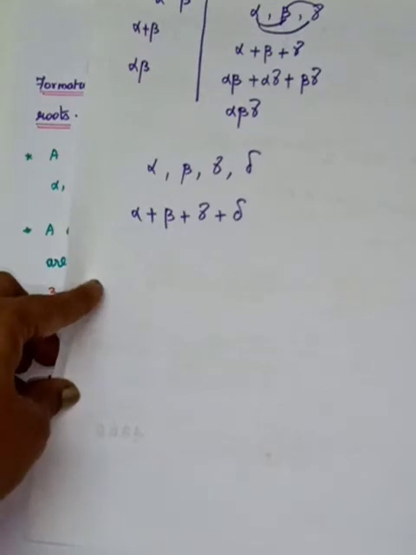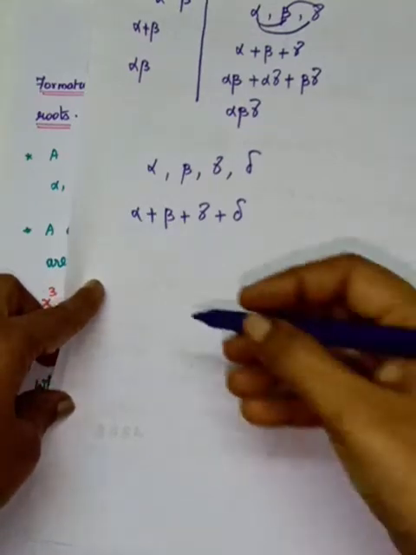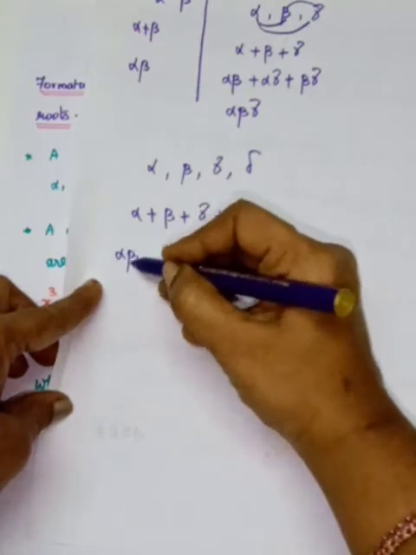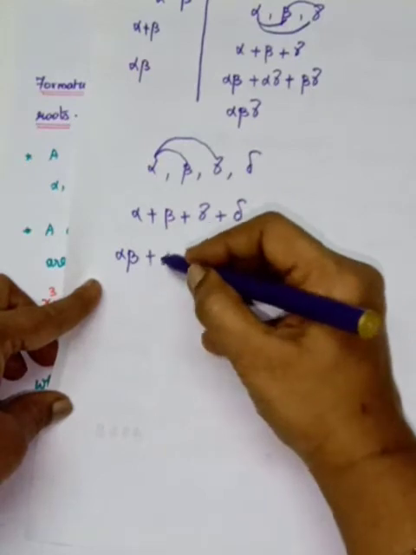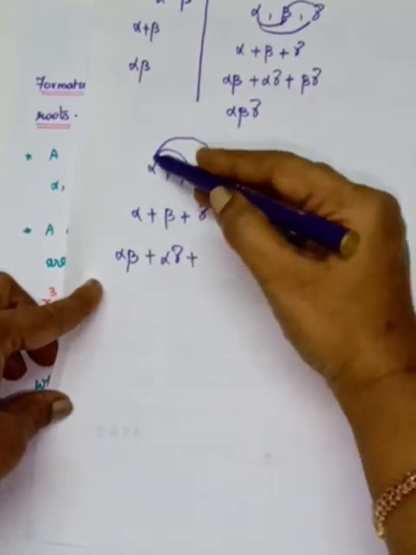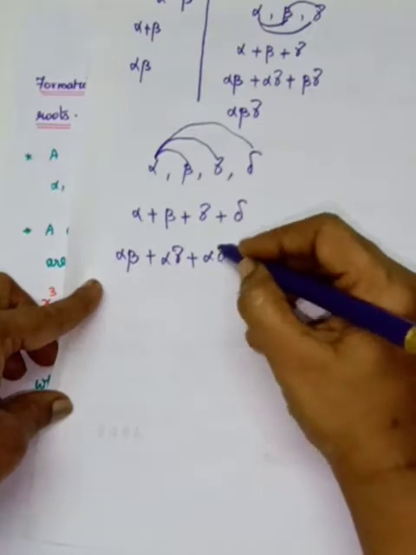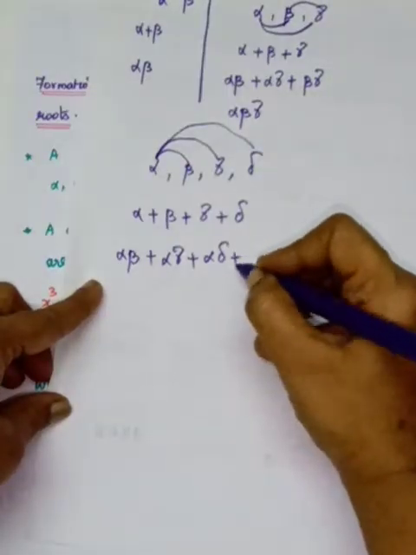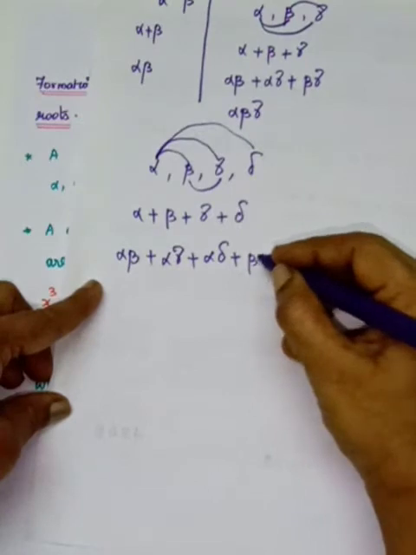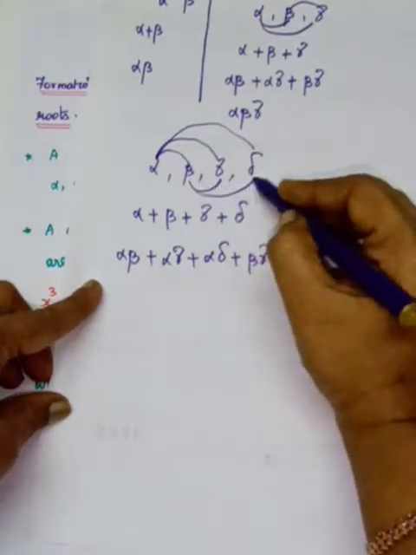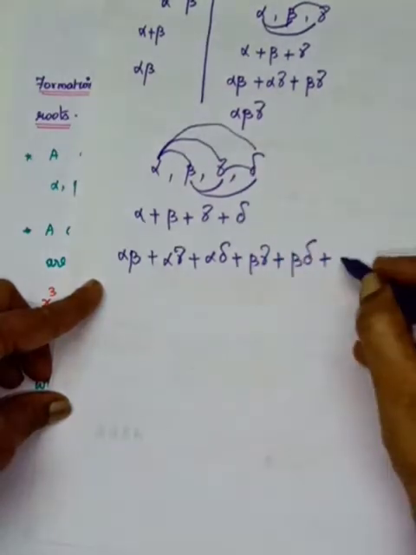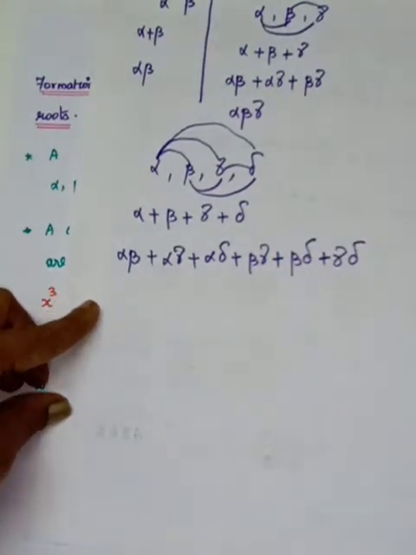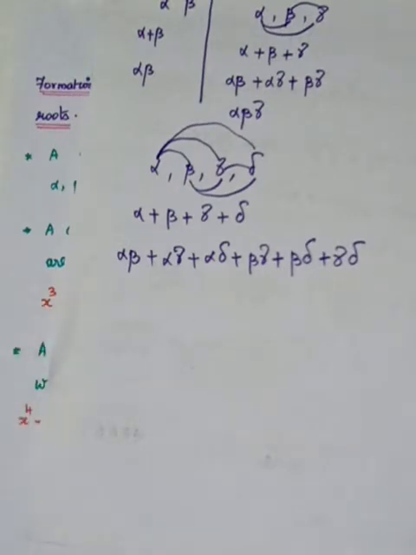Then you have to take 2 roots at a time and take the product. So what has to come? Alpha beta, next alpha gamma, next one alpha delta, plus next beta gamma, plus beta delta, plus the next one, what is that? Gamma delta. Now we have added the product of the 2 roots taken at a time.